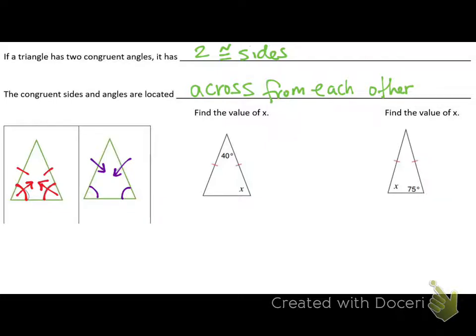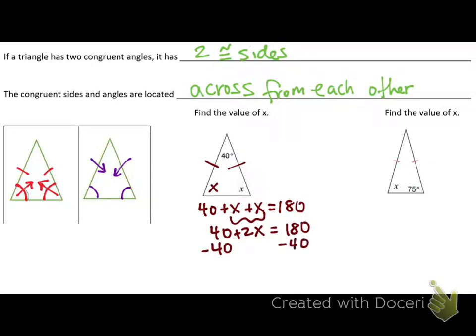So in this first example, find the value of x. We have two congruent sides. So which two angles are going to be congruent? We've got a blank, a 40, and an x. X and the blank will be the same, right? So then the math way, you can add them, set them equal to 180. You can do this in your head also. You don't have to do the equation way, but you can. Combine like terms, you get 2x. Subtract 40. 2x equals 140, and x equals 70.